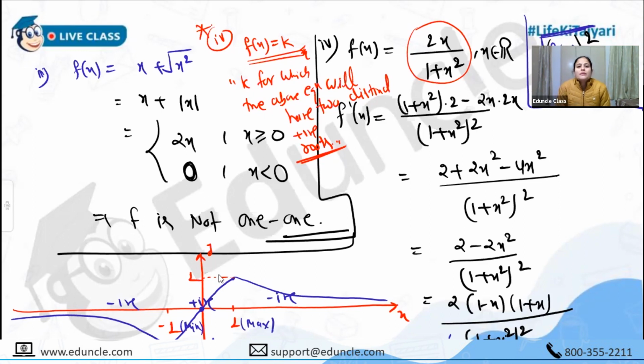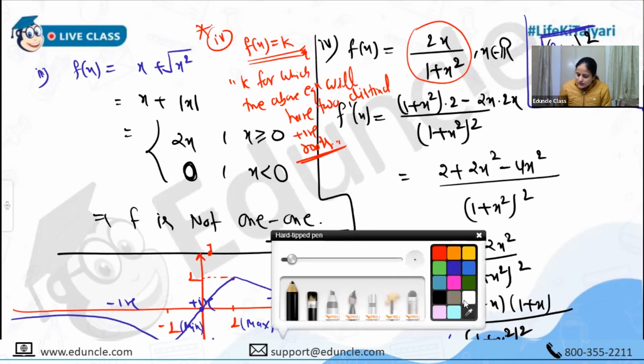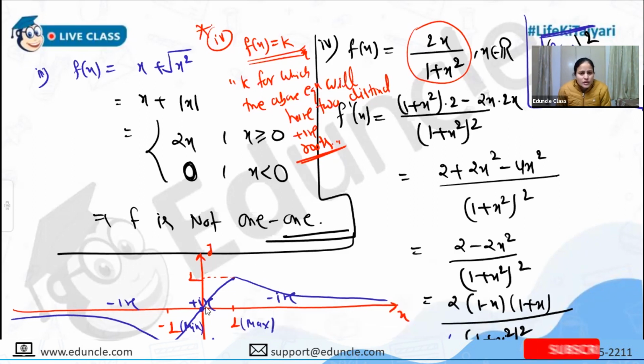k can be any number in the open interval 0 to 1. Okay. Because when your k lies between 0 and 1, then you need to draw the graph of this k. So for this, any line will be like this. Correct? So it will cut your graph at 2 points.